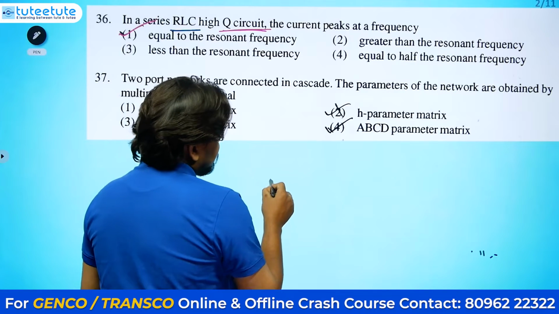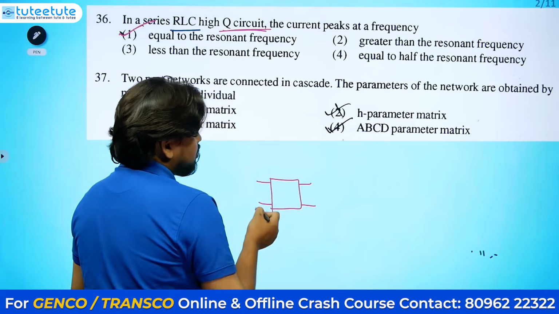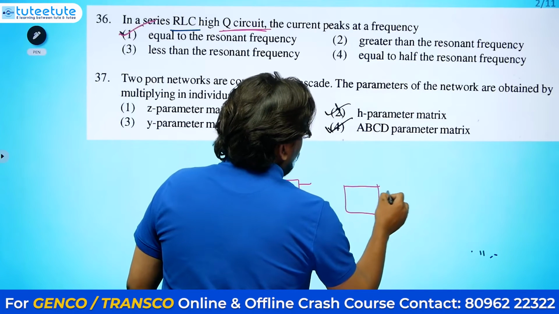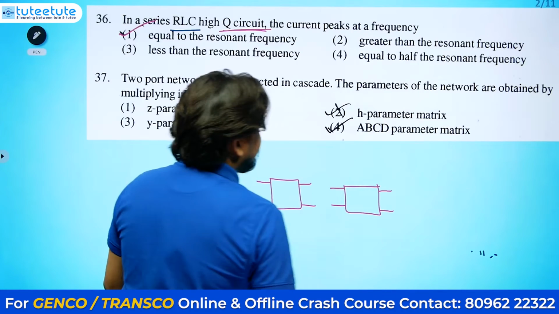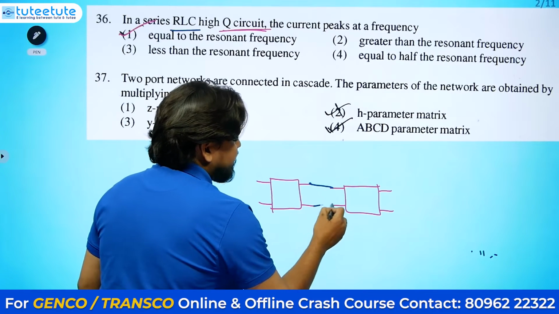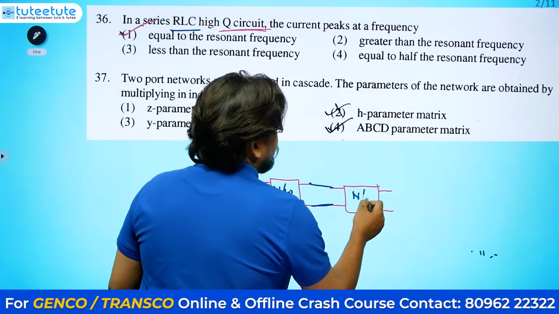What is cascade connection? If this is one two-port network, two-port means input port and output port, and this is another two-port network. So what is cascade connection? Cascade means end-to-end connection. Okay, so this is cascade connection. This is two-port network 1 and this is two-port network 2.